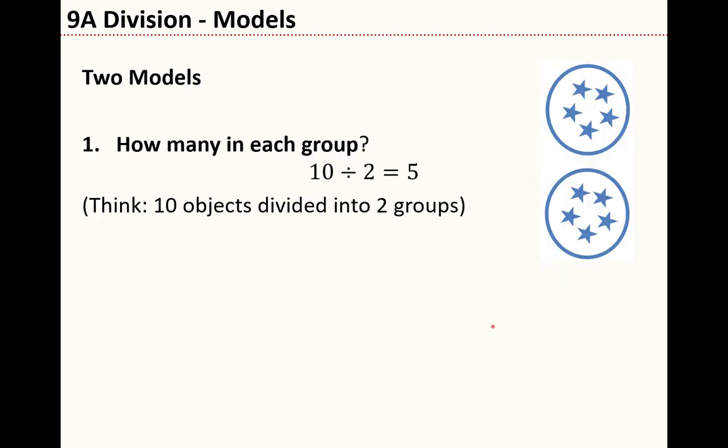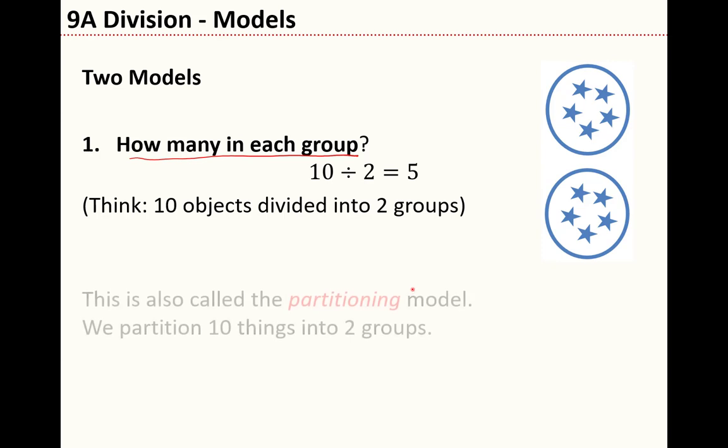Okay, now let's turn our attention to the two models of division. Only two models, right? That's kind of nice. Not that many to worry about. The first model is how many in each group. So let's say my division problem is 10 divided by 2 equals 5. I might think of it this way. I have 10 objects, and I'm grouping them into two groups. So if I take 10 things and put them into two groups, how many objects are in each group? And that's where the model gets its name. How many in each group?